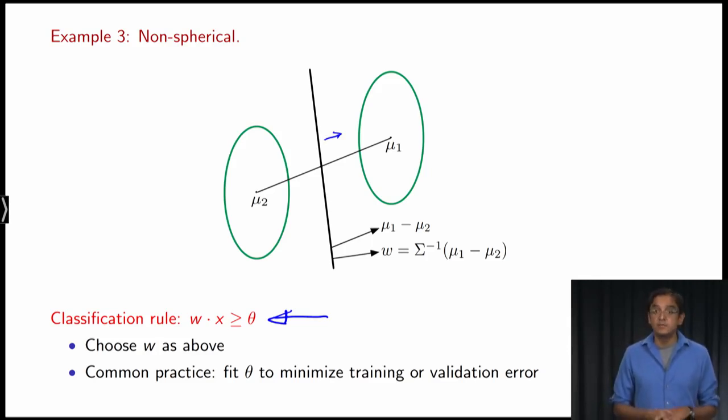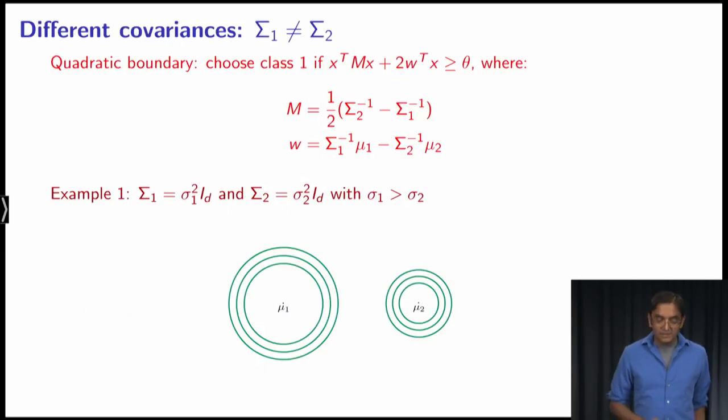Okay, so this is the case where the covariances are equal. What if they aren't equal? If the covariances aren't equal, then the boundary is a general quadratic. Okay, and so let's see some examples of that. In this first example over here, the two classes are both spherical Gaussians, so that's nice and simple, but they don't have the same covariance matrix.